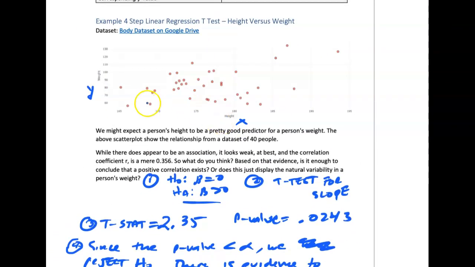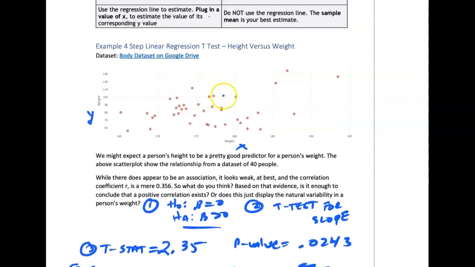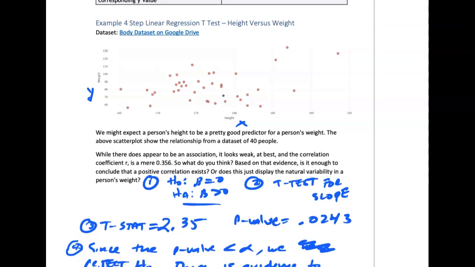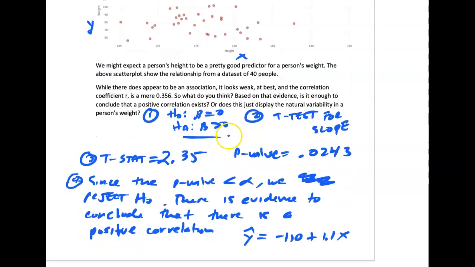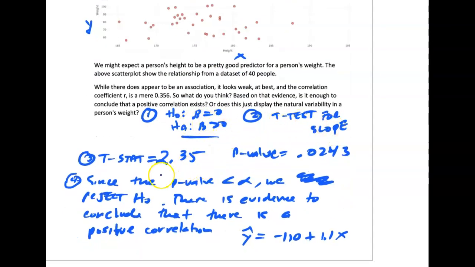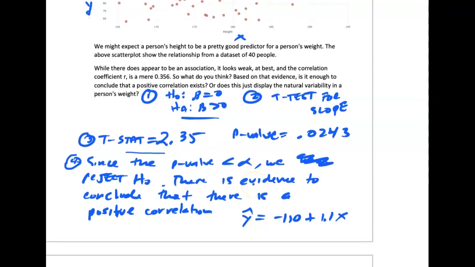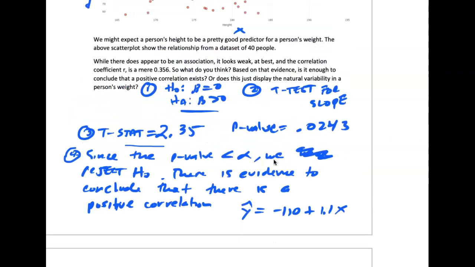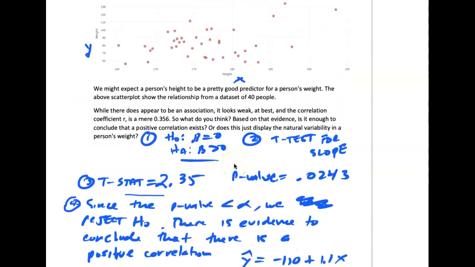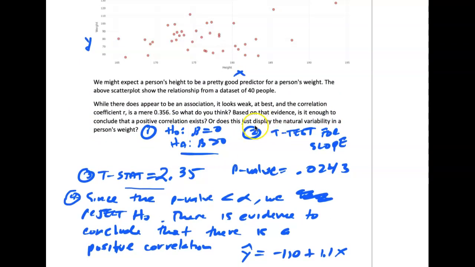Now, here is that height and weight example that we talked about earlier in the previous videos or notes. We run a test. You have all the data here. You run the test and you get the t-test for slope, a test statistic and a p-value. It's 0.02. Because it's less than alpha, we reject the null hypothesis. From there, we say there is a positive correlation because we had beta greater than 0. So that's how we would do it.